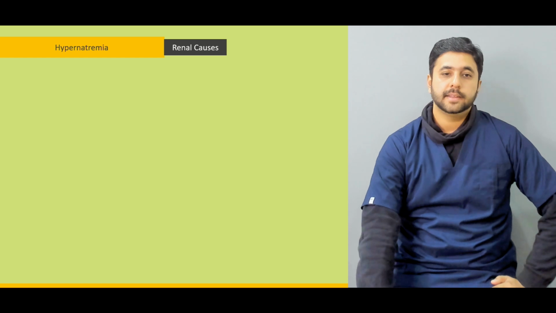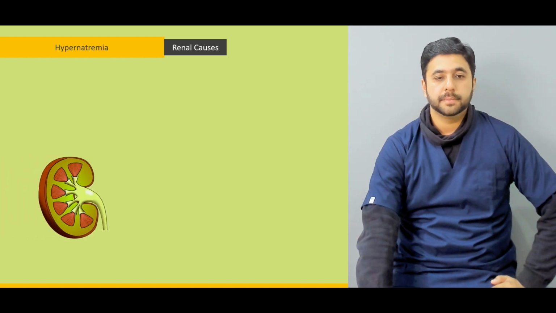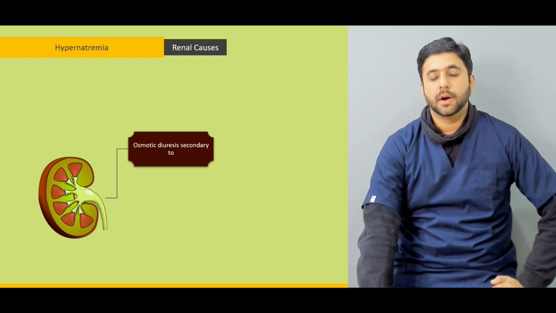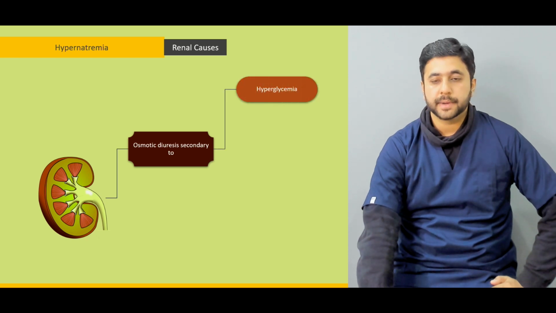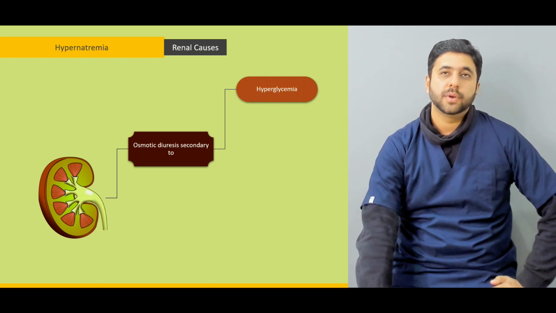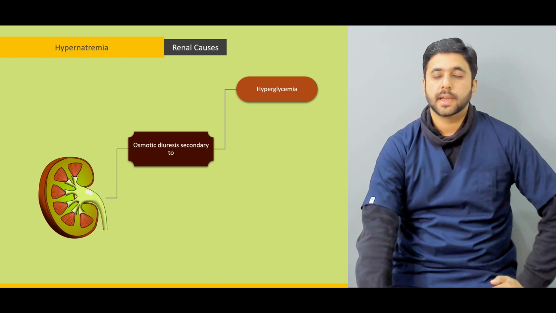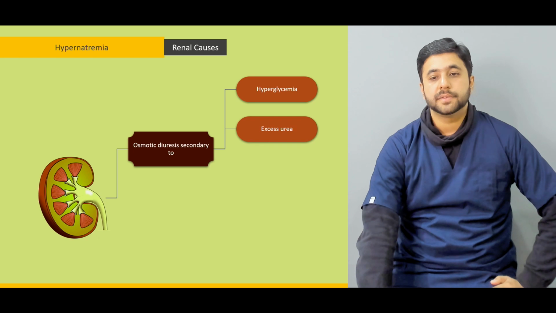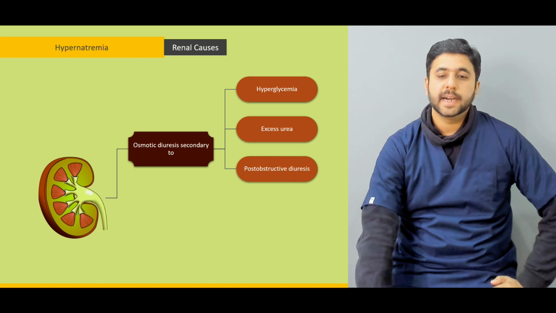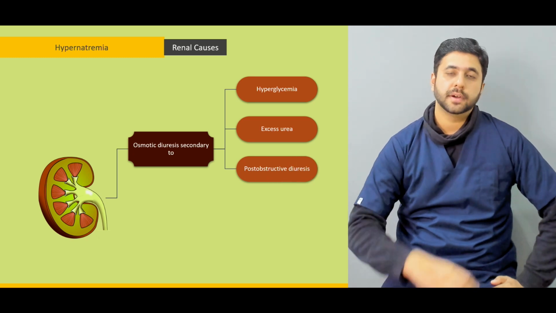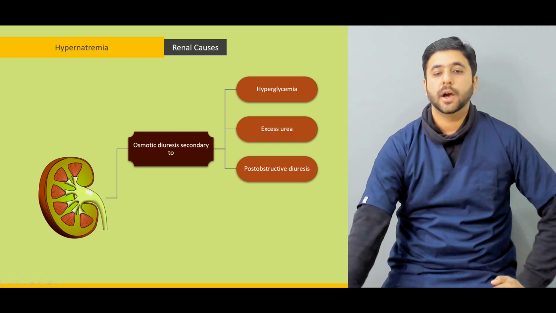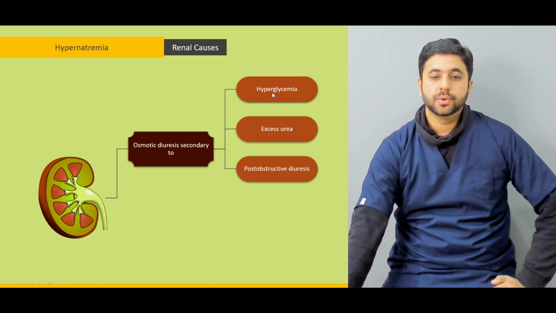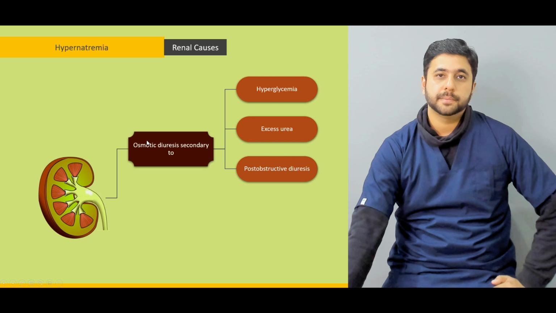Let's just discuss at the level of the kidney what can go wrong for us to develop this hypernatremia. Now, if there is an osmotic diuresis secondary to, for example, hyperglycemia, like someone who has uncontrolled diabetes mellitus, or someone who is having a diabetic ketoacidosis, if someone is having uremia and there is excess of urea in the plasma, and if there is some obstruction which can lead to long-standing obstruction, and if we relieve that obstruction, there can be a post-obstructive diuresis. Now, in all these conditions, there are solutes in excess of sodium which are being lost along with the water.